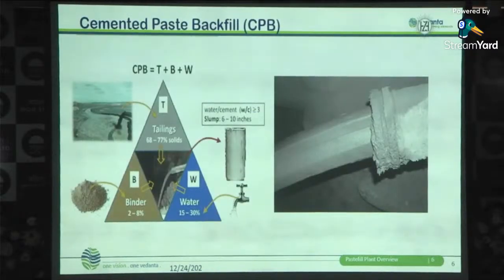As I already told earlier, what is CPB? Cemented paste backfill. It is a combination of mine tailing, binder, and water. So we have three components. One is the mine tailing, and we are using 77 to 78% solid as tailing. Then we are using binder. We use two types of binder: OPC cement, as well as fly ash. And we combine it with water, making the mine backfilling as a paste.